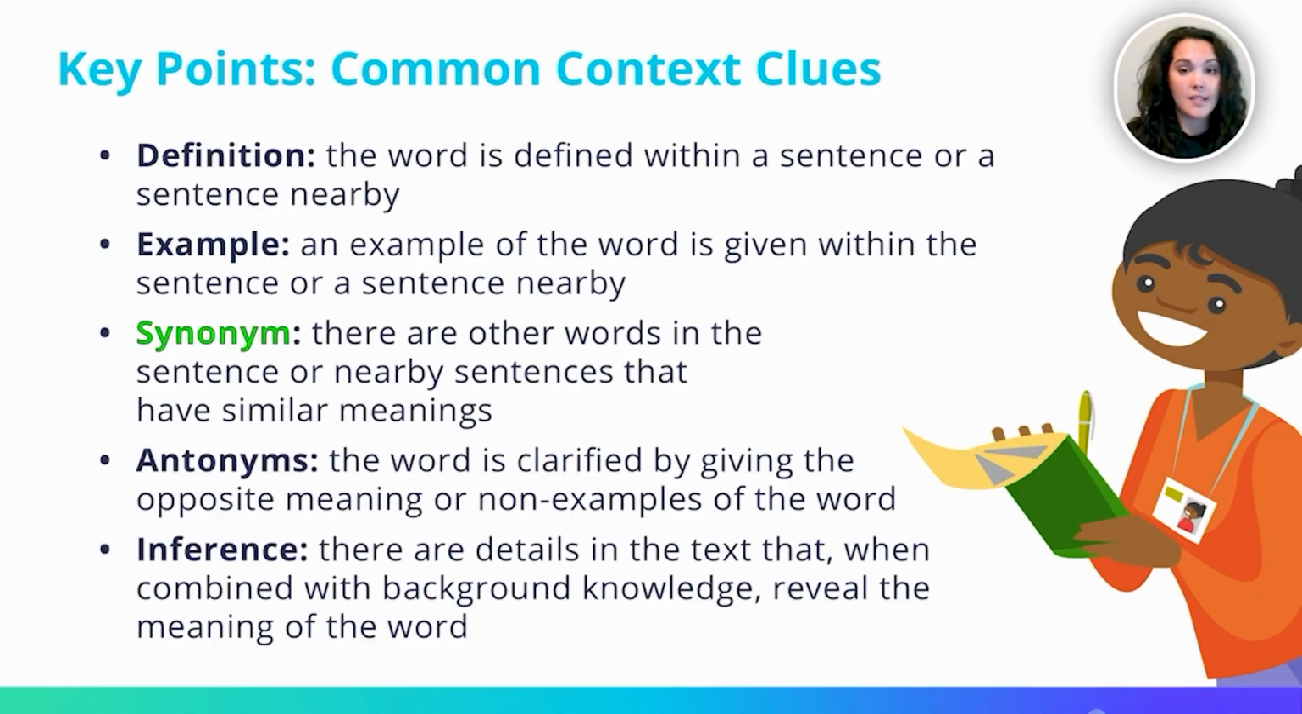Another type is a synonym. So sometimes a word is stated and then a synonym is stated after, and a synonym just has the same meaning. Could be an easier word or something in layman's terms. On the flip side of that, an antonym might be stated, and so therefore the word in question would be clarified using an opposite definition or an antonym.